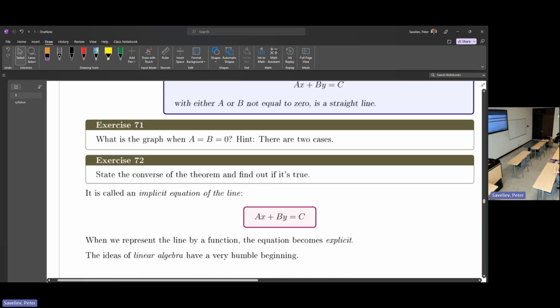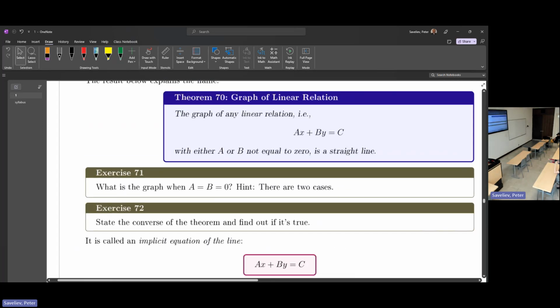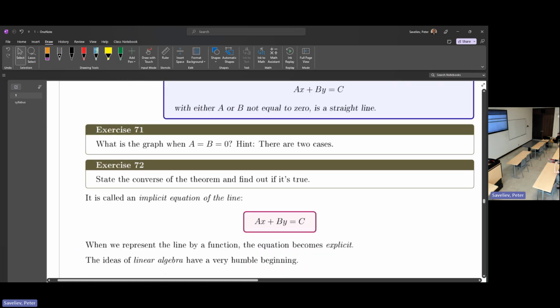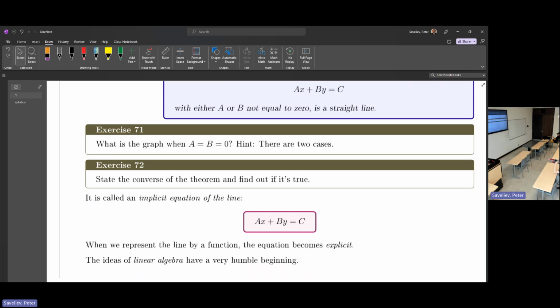So we're working backwards. A linear relation produces a line, and every line on the plane can be produced as an implicit equation of the line. Okay, so it's the graph of a linear relation, including the vertical ones. Remember, that's what we did last time. So, for example, how do we get a vertical line from this? What values of a, b, c would produce a vertical line?